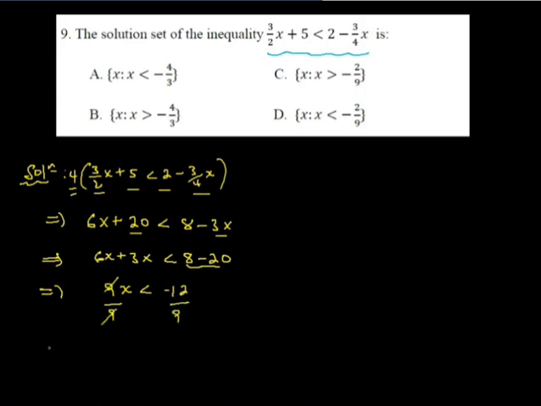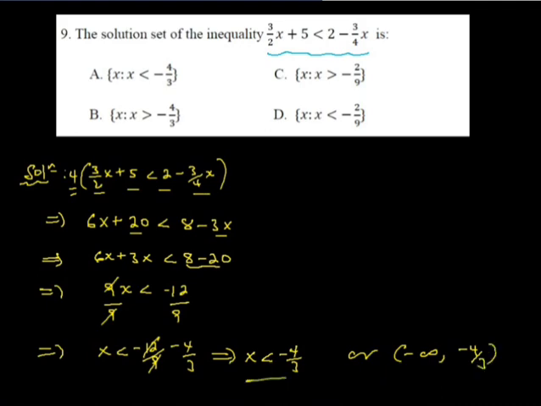So our result is x is less than minus 12 over 9. Now divide by 3: minus 4 over 3. So the solution set for this inequality is x less than minus 4 over 3, or if you want, in interval form from minus 4 over 3 to negative infinity. So we look for this or this in our choices. So the answer for question number 9 will be A.